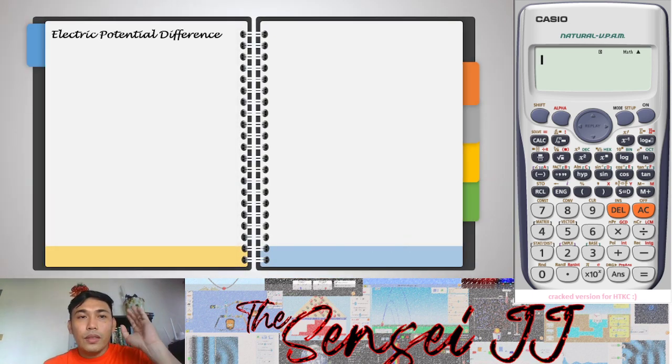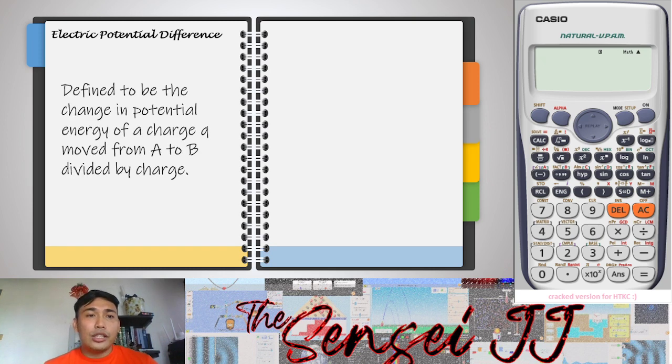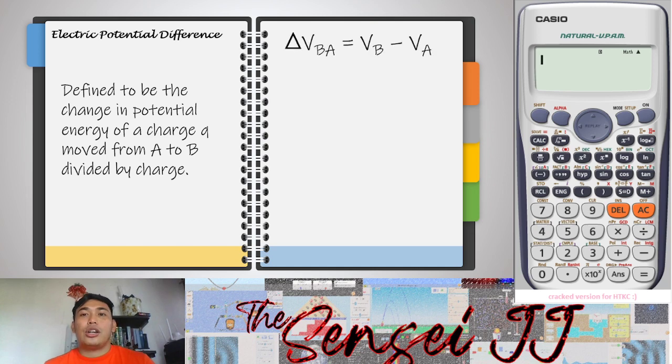Okay, so next, we have here the electric potential difference. When we talk about electric potential difference, we're talking about two electric potentials. It is defined to be the change in potential energy of a charge Q moved from one point to another, or in this case from A to B, divided by the charge. For example, this is our initial formula: delta V BA is equivalent to VB minus VA.